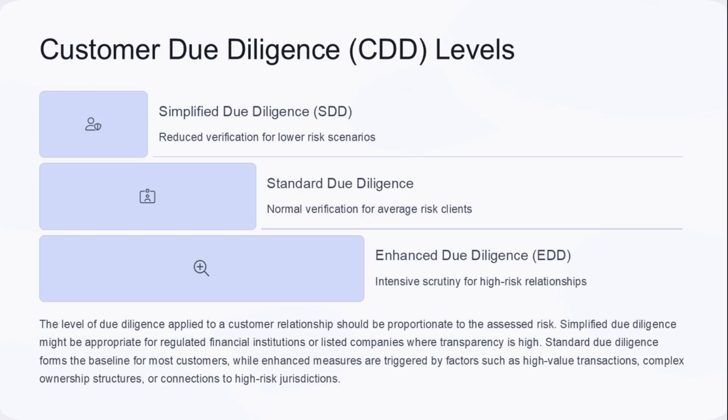Customer due diligence, CDD, involves varying levels of scrutiny based on risk scenarios. Simplified due diligence is used for lower risk situations, while standard due diligence applies to average risk clients. Enhanced due diligence is reserved for high-risk relationships, requiring intensive verification and monitoring.